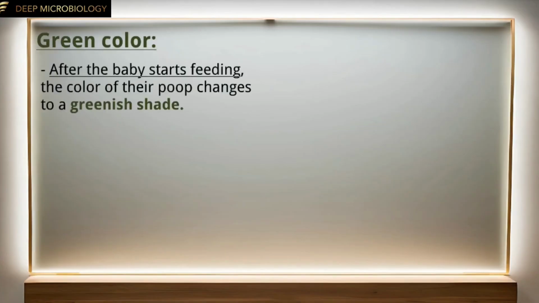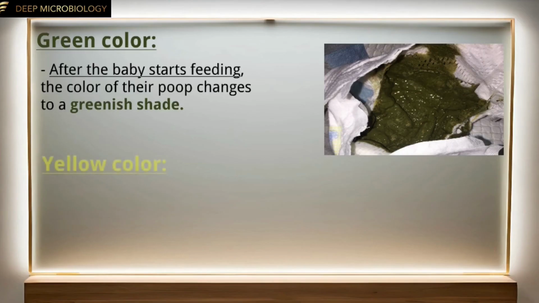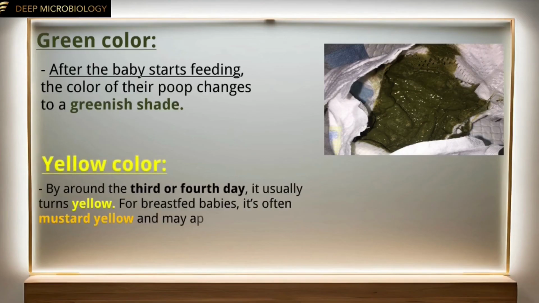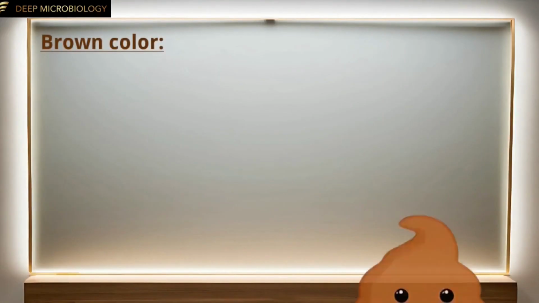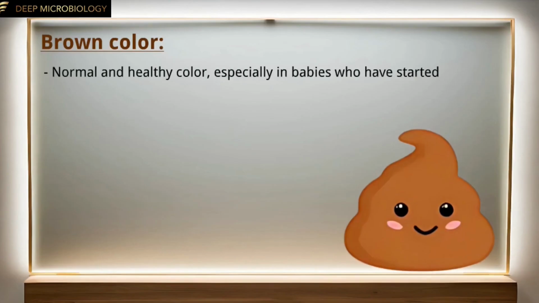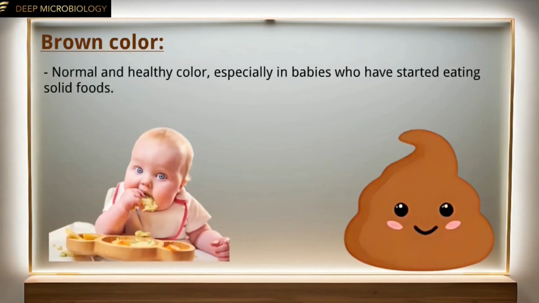After the baby starts feeding, the color of their poop changes to a greenish shade. Then by around the third or fourth day, it usually turns yellow. For breastfed babies, it's often mustard yellow and may appear a bit seedy, while formula-fed babies tend to have yellowish or tan-colored poop. So seeing green first, then yellow, is completely normal. It just means the baby's digestion is developing as it should. Brown stool is considered a normal and healthy color, especially in babies who have started eating solid foods.